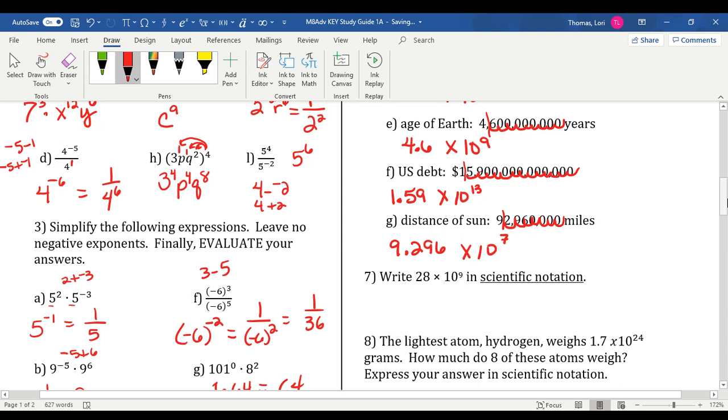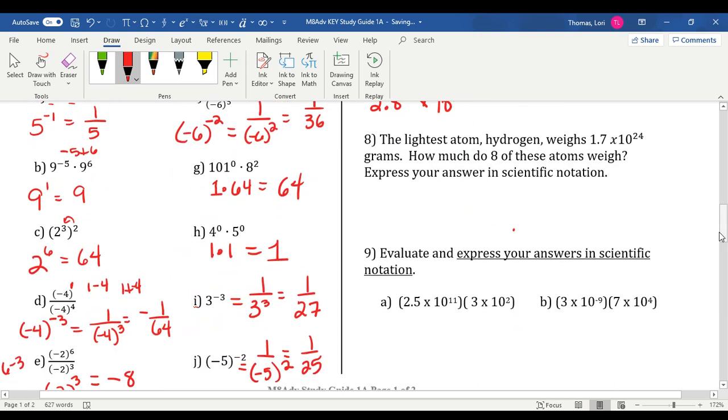On 7, it looks as though this is in scientific notation, but this coefficient is 10 or more, and that's not what we're supposed to have. So we're going to make an adjustment, and we're going to say it should be 2.8. So I went down on the left side, so I must increase the right side. Since I moved it once, I'm adjusting my exponent up 1.